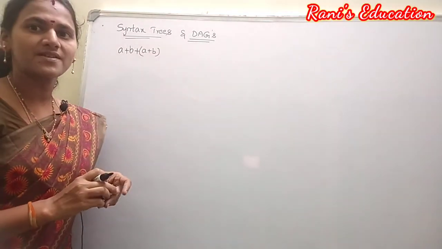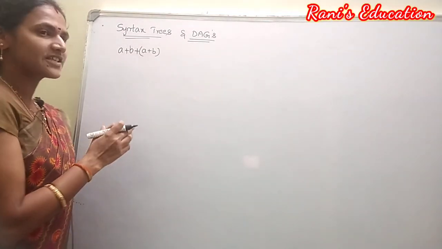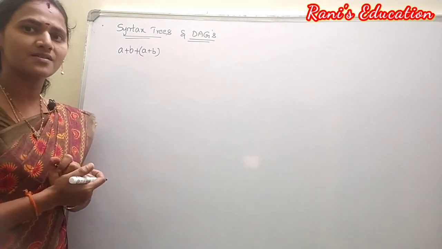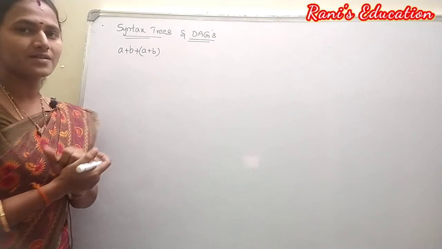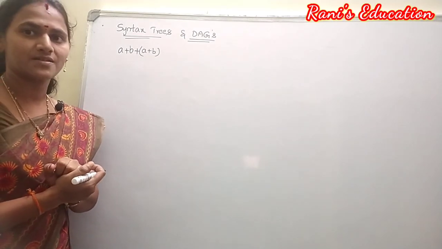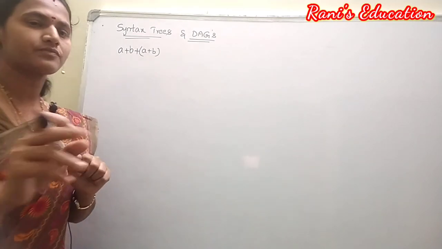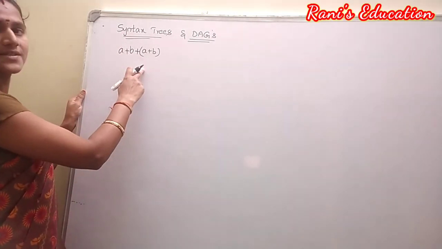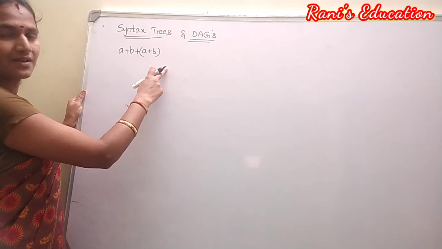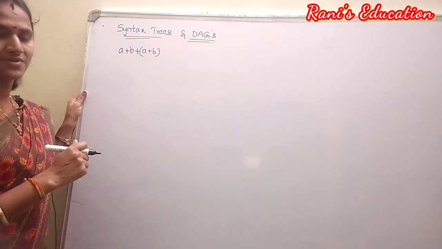So, (a plus b) plus (a plus b). In this expression, parenthesis takes higher precedence over the rest of the operators. Now, first we need to construct the syntax tree for this. Later go for DAG representation.